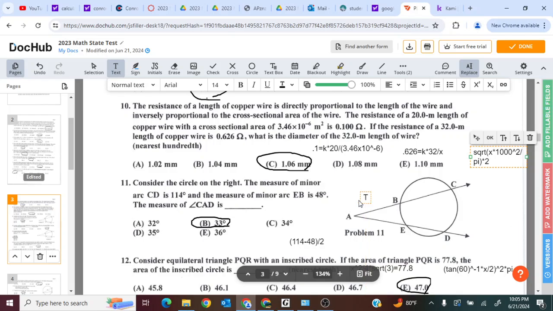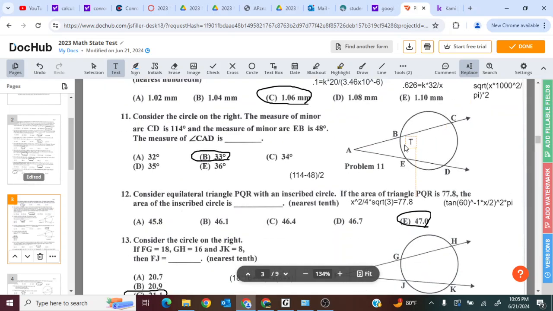11, consider a circle. Length of minor arc ACD is 114. Minor arc EB is 48. What is measurement CAD? Okay, how angles work. Can't say why exactly it happens. Basically, this angle times 2 plus this angle is this one.